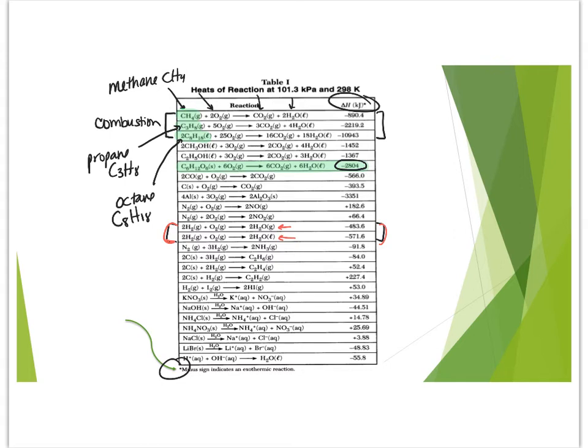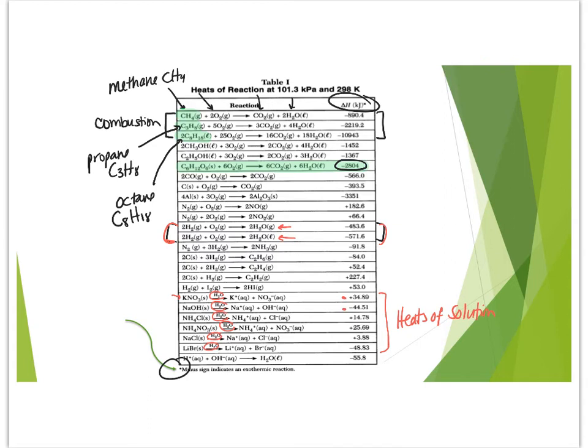These reactions at the bottom here that have the water listed above the arrow, these are all the heats of solution. You're dissolving the reactant into water. So you can see that some things, when they dissolve, they absorb energy, and some things release energy.